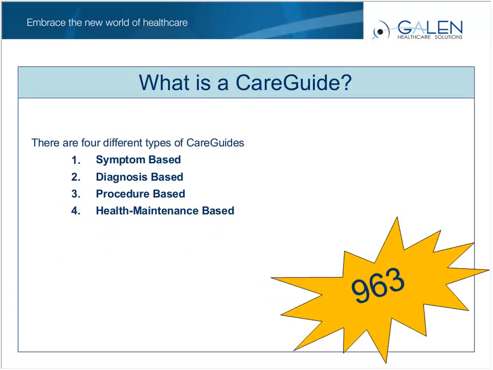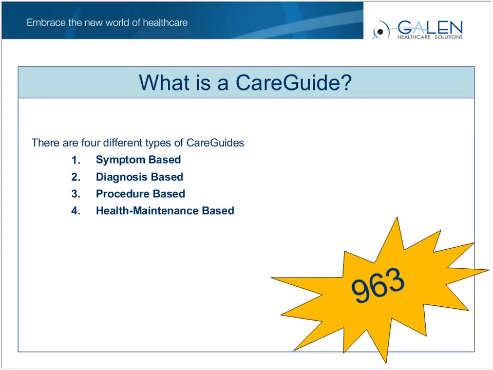Allscripts delivers a small set of 61 Careguides with version 11.2. If clients choose to purchase Careguides, they will have access to 963 Careguides. Enterprise EHR versions prior to version 11.2 do not have any Careguides pre-delivered during install. These 963 Careguides can be divided into 4 categories: symptom-based, diagnosis-based, procedure-based, and health maintenance-based.